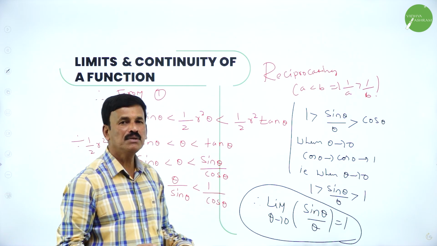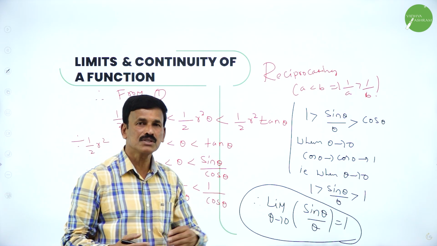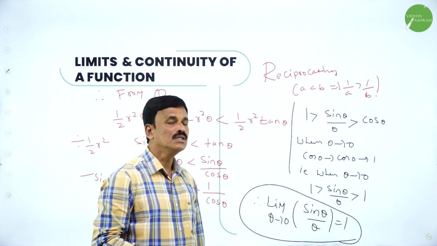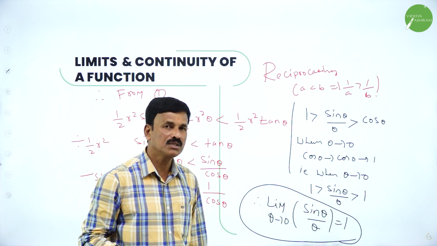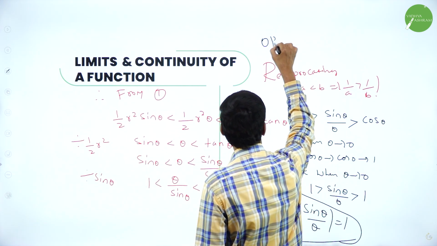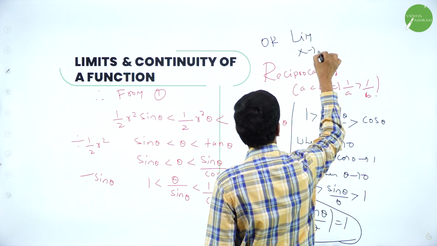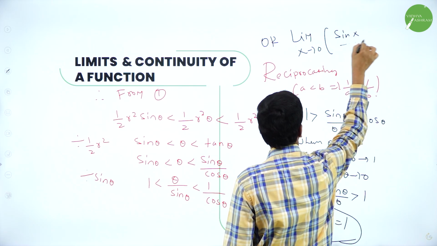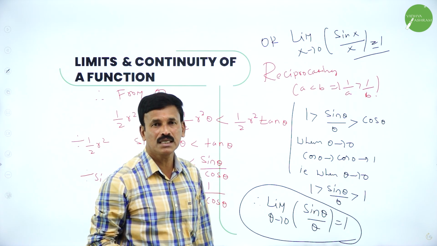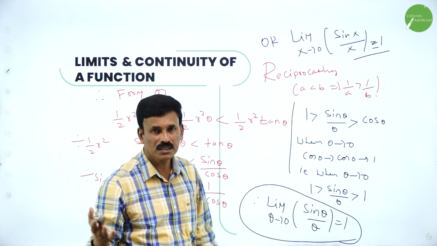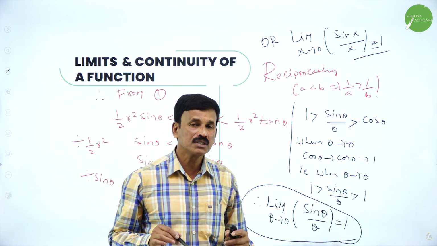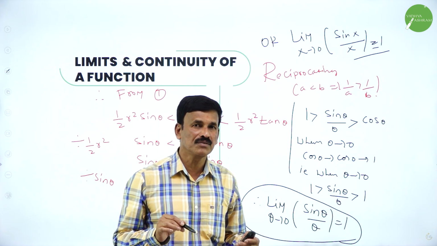So, therefore, limit theta tends to 0 of sin theta by theta is equal to 1, where theta is in radians. That's it. This is how we prove this theorem. Very important for examinations. Sometimes they may ask the same question with x instead of theta: prove that limit x tends to 0 of sin x divided by x is equal to 1, where x is in radians. Instead of theta, it is x. Hope you followed. So that's how we derive this. This is a very important theorem, called the sandwich theorem.